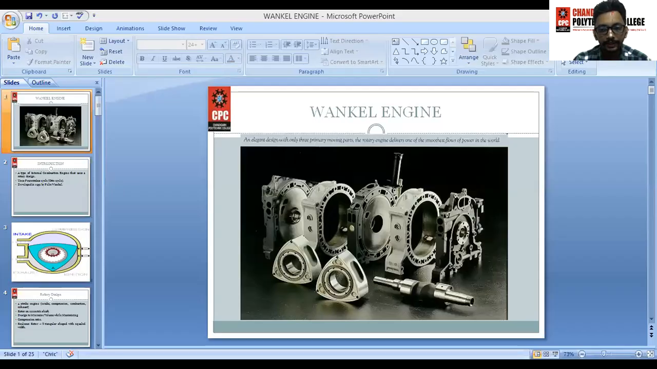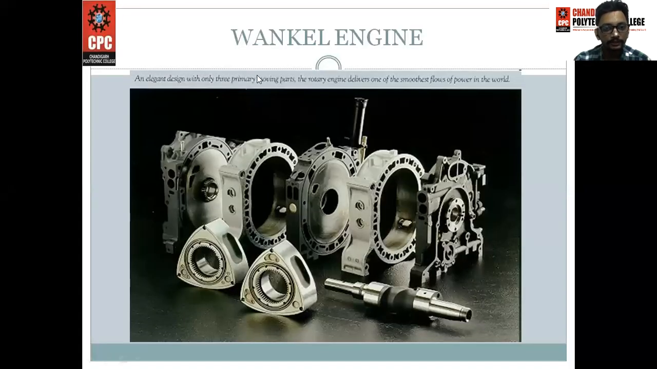This is a presentation slide on the Wankel engine. This is the structure of the Wankel engine, and this is its shape, with convex faces. These are the three edges of the Wankel engine shape. In this presentation, we cover the Wankel engine topic, right?